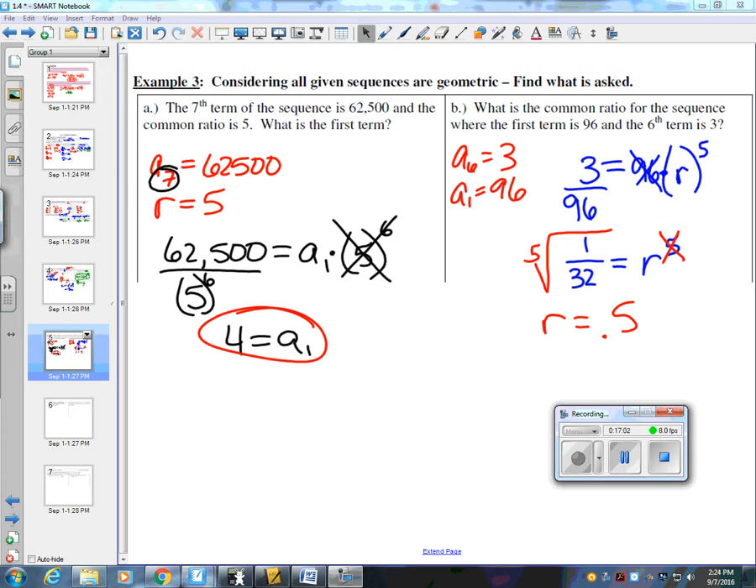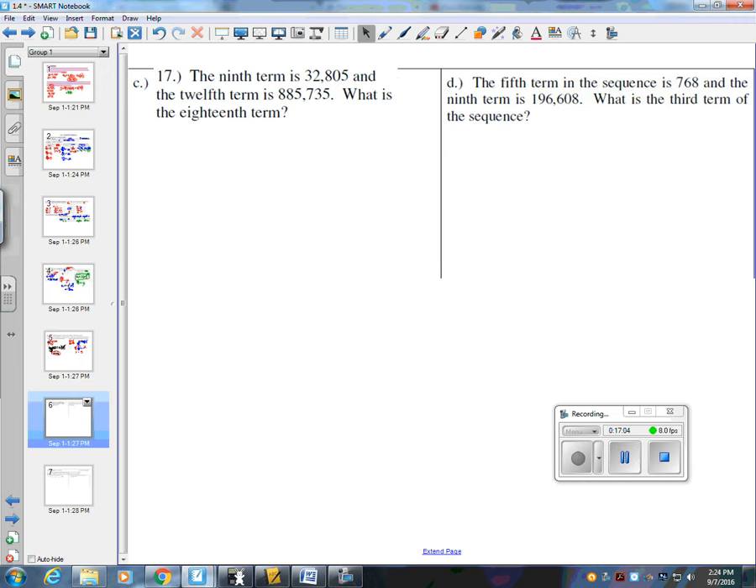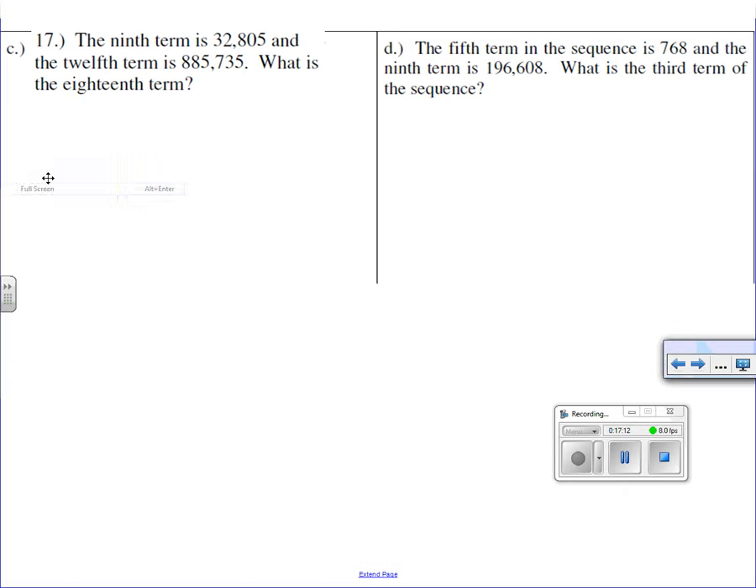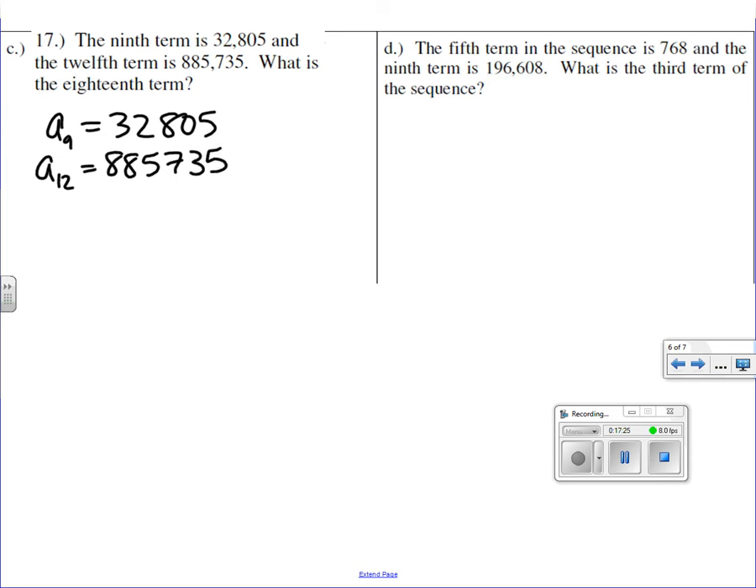Okay, number C/17. Ashley, what's one thing you know? Very good. Autumn, what's something else we know? Good. All right, just like we did last time, whenever they give you 2 A's and neither of them are A1, what do you have to do? A system. Okay, you got to do a system.